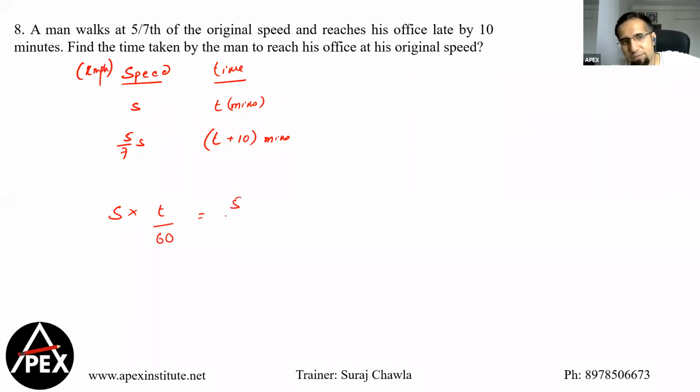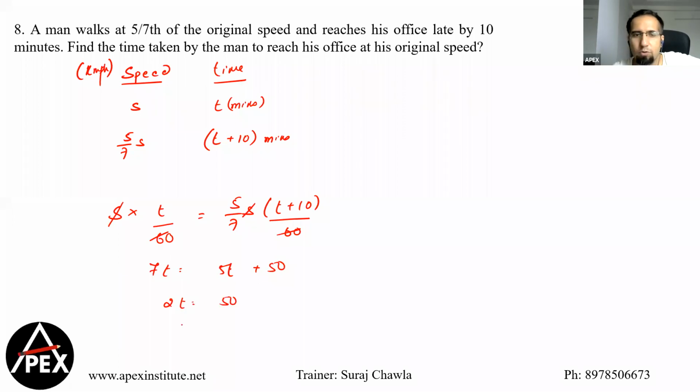And in the second case, 5 by 7 of s into t plus 10 by 60, because minutes have to be converted into hours. So s and s get cancelled. When we cross multiply, we get 7t is equal to 5t plus 50, or 2t is equal to 50.